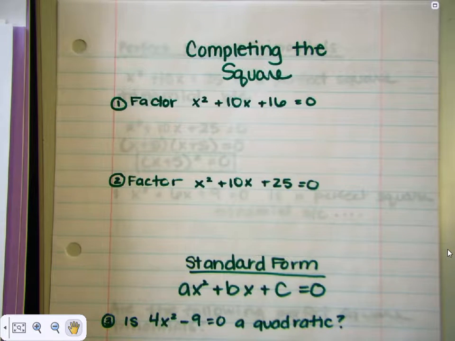Okay, so previously in this unit we've been talking about simplifying radicals that are both rational and irrational, and we've done all that because when we get to completing the square, you're going to have to simplify. When we get to completing the square, you're going to have solutions that have radicals in the answer.